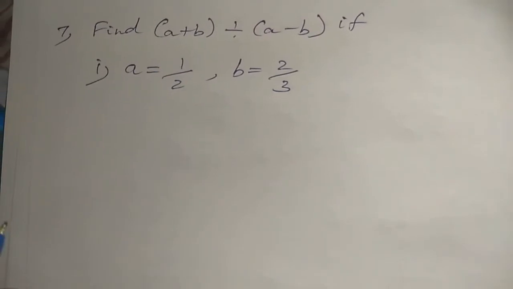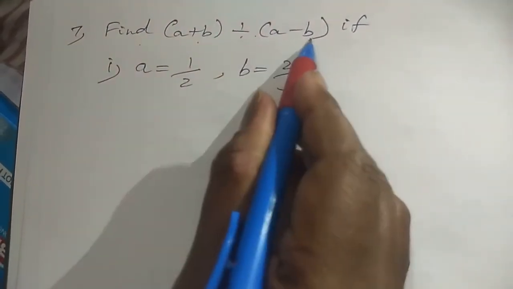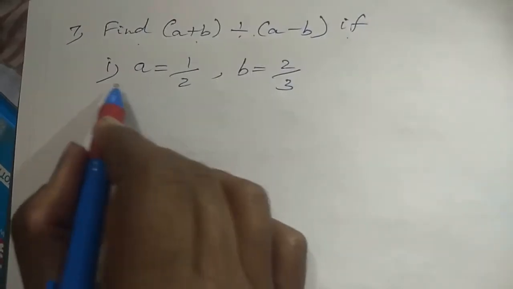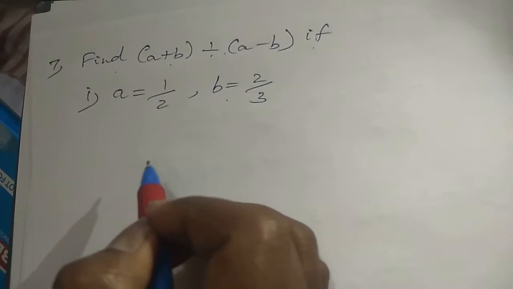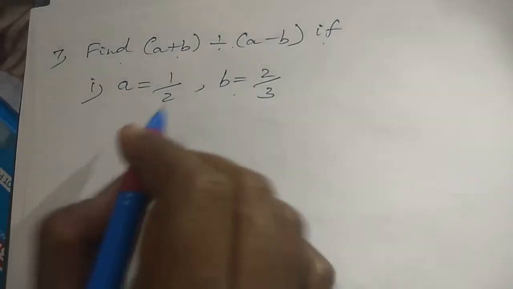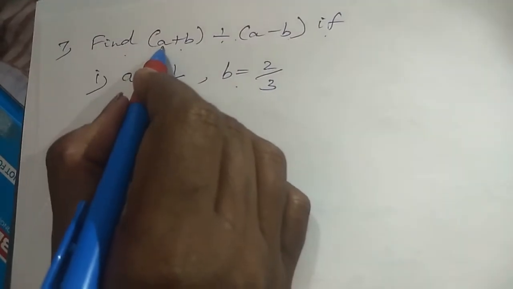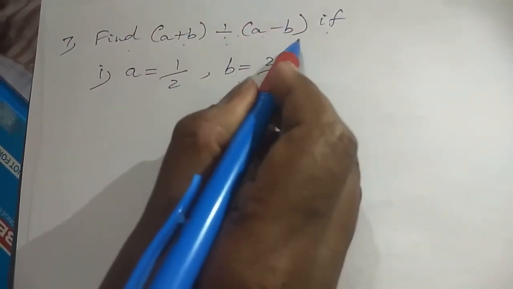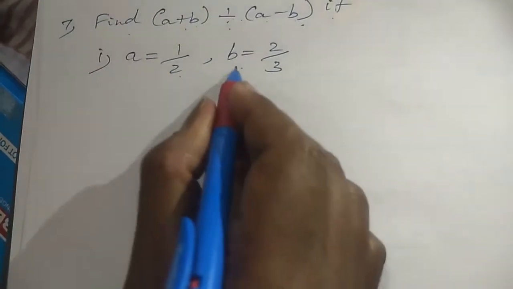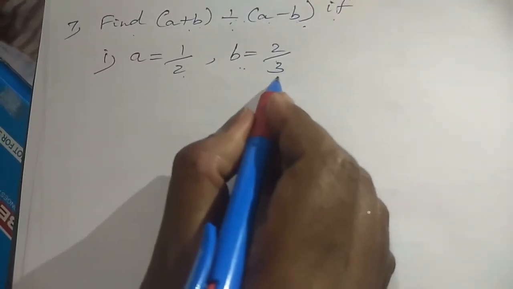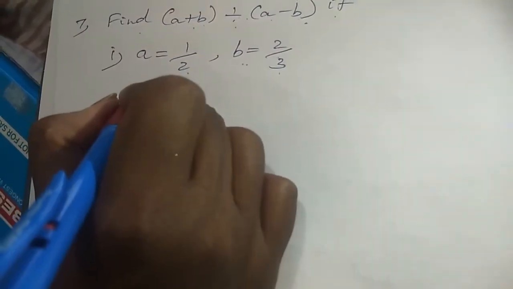1.2, 7th sum. Find a plus b divided by a minus b if they are given some values here. First subdivision we are having 2 values. Second subdivision will be having another 2 values. So first you listen to doing this one very carefully. They are going to follow some condition here. a plus b divided by a minus b. Correct? So first they are given a is equal to 1 by 2 and b is equal to 2 by 3. Okay. So first we write the condition they are given.